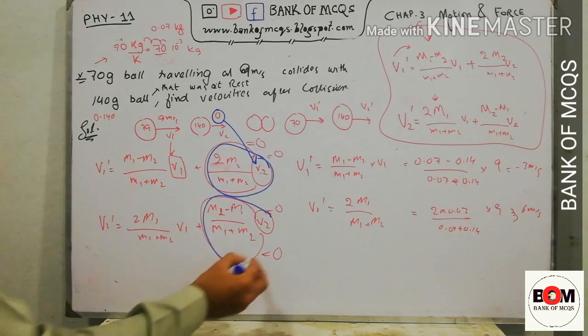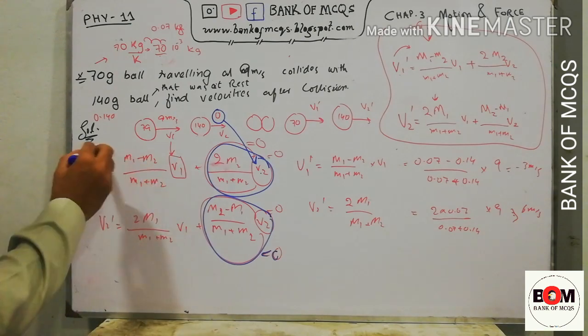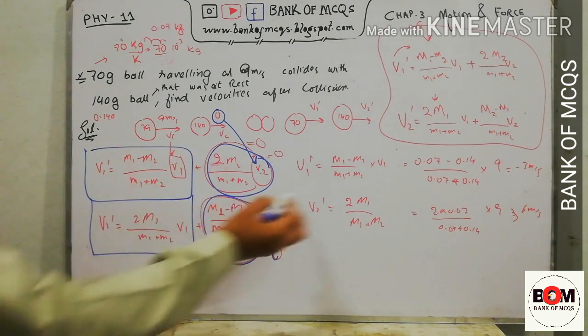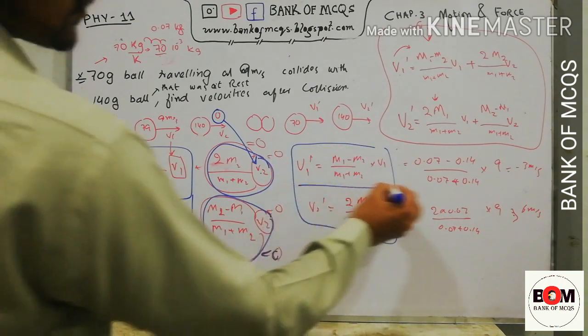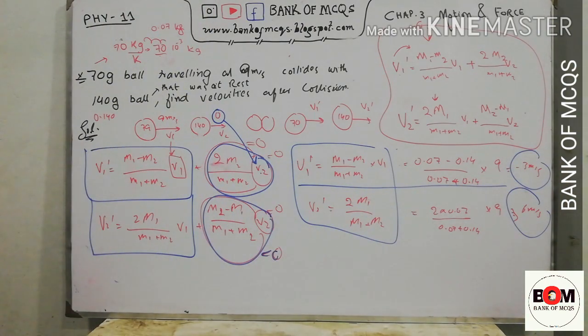And this whole thing also becomes equal to 0, because anything multiplied by 0 is equal to 0. So we have the formula, just this is V1' and this is for V2', as I have used here. So putting the values, we will get the answer minus 3 meter per second and 6 meter per second.